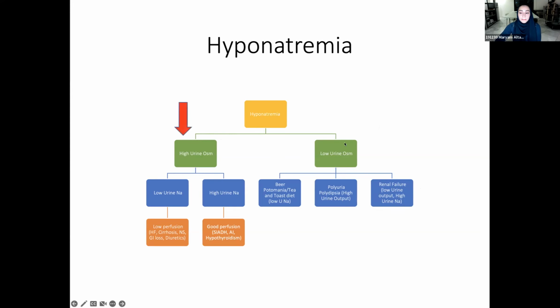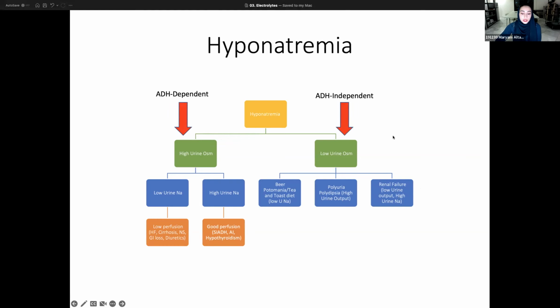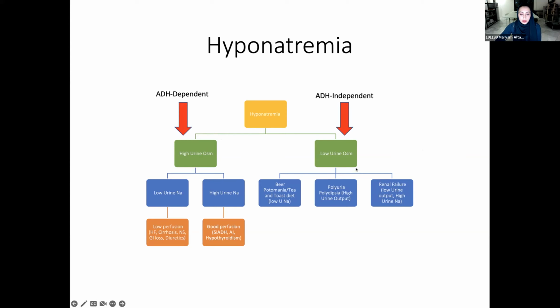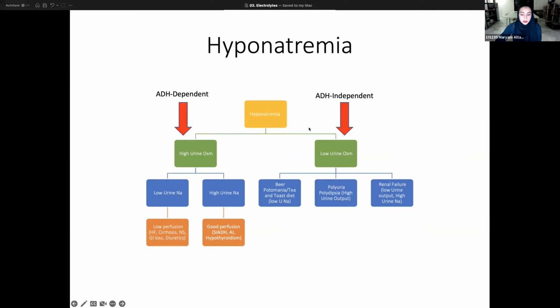All right. So this is what we talked about: ADH dependent. These are ADH independent. And those are the key distinguishing factors. Okay. And this is going to be important as well when we talk about our case.